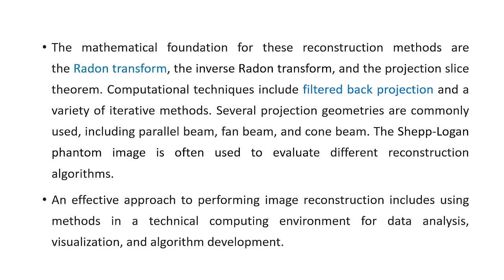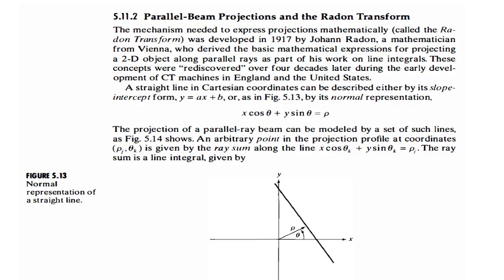Everywhere we are popularly using this reconstruction, and in our syllabus we are going to study one on mathematical foundation, the Radon transform, and another one is the filtered back projection. These are given in our book also. First is parallel beam projection in the Radon transform. It was developed by Johann Radon in the year 1917. He was a mathematician from Vienna. Here he derived expressions for projecting the 2D object along parallel rays as line integrals. He rediscovered it after 4 decades. It was also rediscovered in England and the United States.